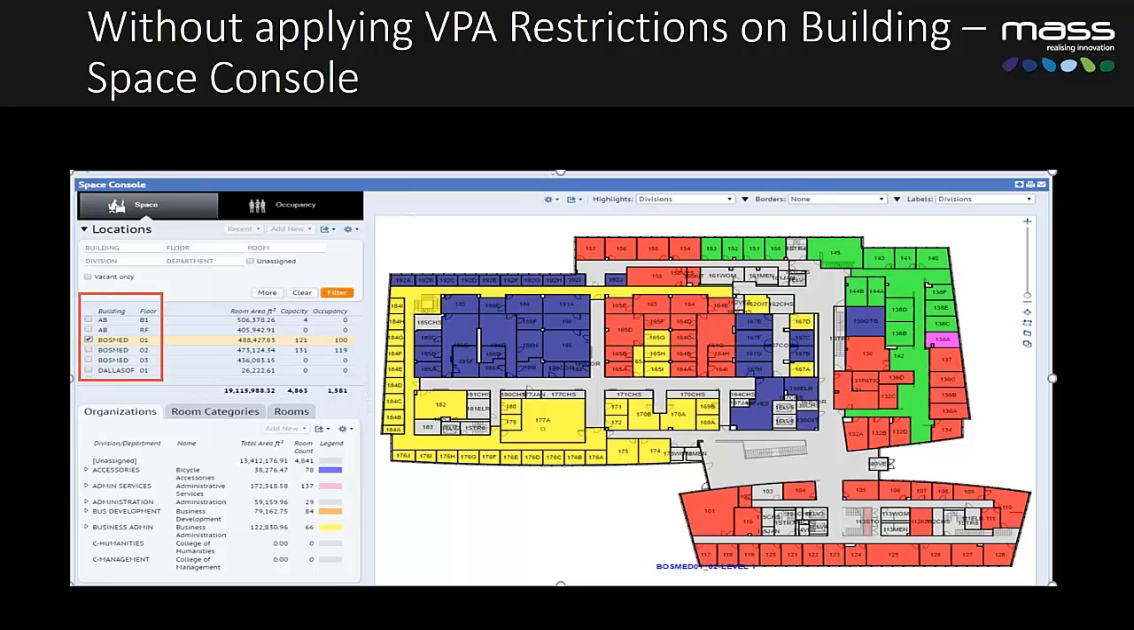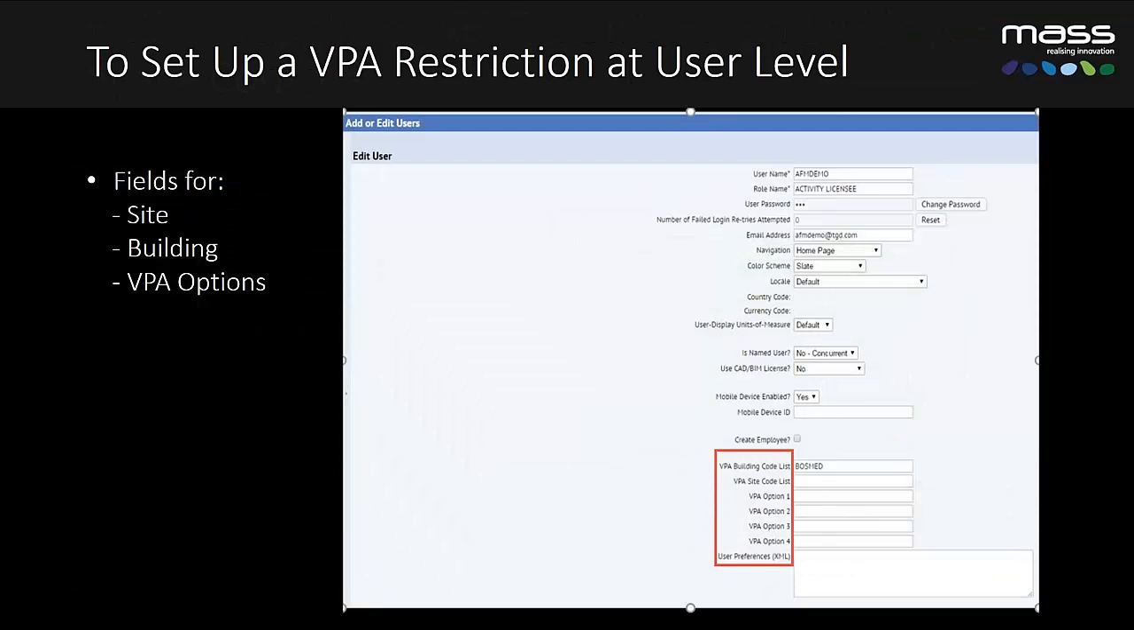So now I'm going to show you where we assign the VPA restrictions. As Callum told you, while creating or editing a user, we can apply VPA restrictions. You can see at the bottom of the screen, we have the VPA building code list. We can give the particular code of the building when assigning or restricting a user to that building only.